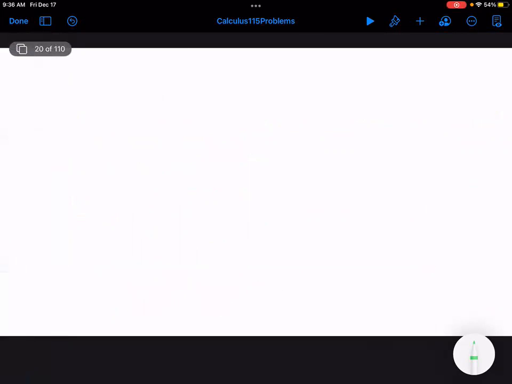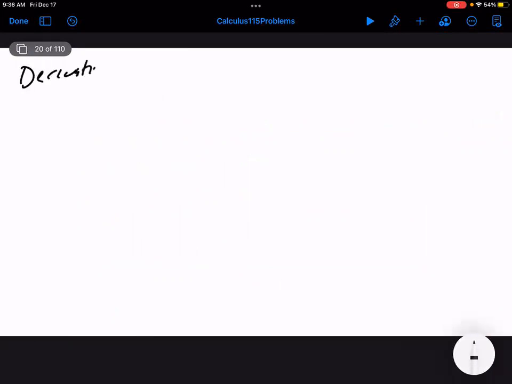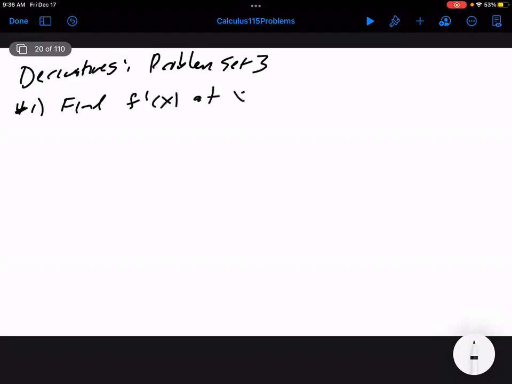Okay, so now moving to the next section, which is going to be derivatives. And so this is problem set 3. And now there's a bunch of problems here that we can look at. And so the first one is to find f prime of x at x equals 3 when f of x equals 5x.